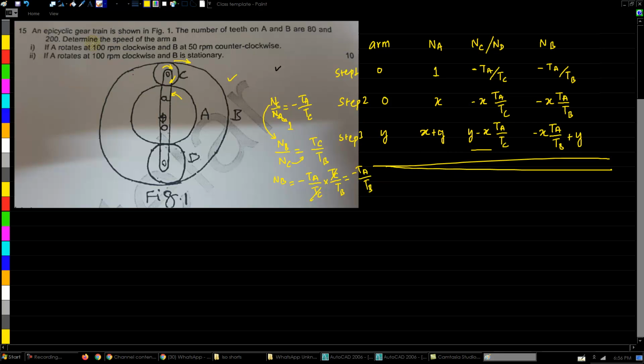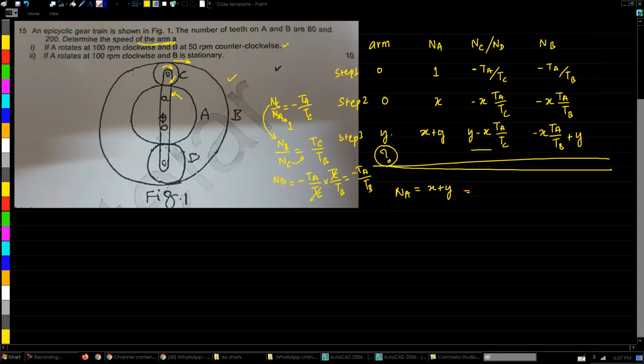So if you read the question here, he is asking us the speed of the arm A. So in both the cases, we are supposed to find the value of y here. And we'll have to do that based on what is given to us. So here you can see the speed of A is given and the speed of B is given. So A speed, it is x plus y. So let us write down A speed is x plus y.